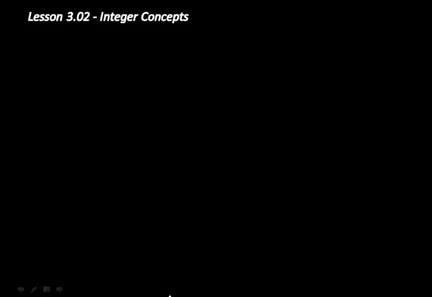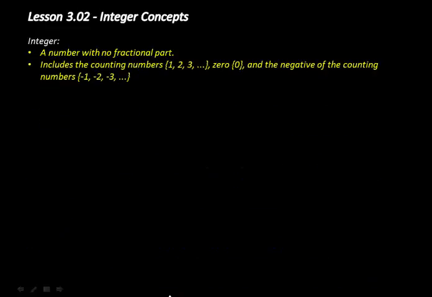Lesson 3.2, Integer Concepts. What's an integer again? That is a number with no fractional or decimal part. It includes the counting numbers, so 1, 2, 3, 4, 5, 6, 7 on into infinity, 0, and the negatives of all the counting numbers, so -1, -2, -3, etc.